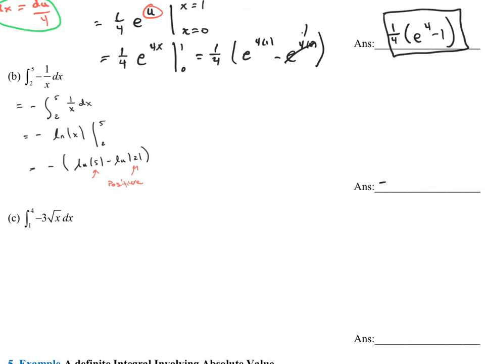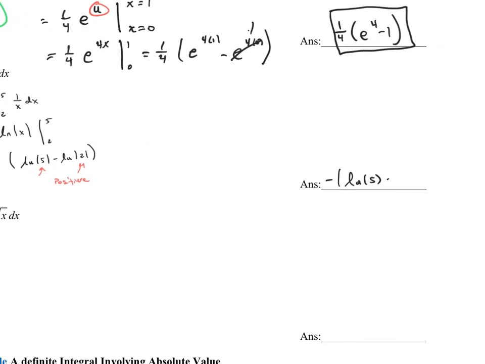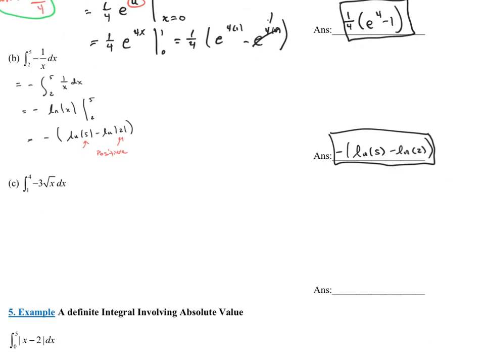Again here, this is an exact answer. I could have distributed that negative. It doesn't matter. I'm just going to put the natural log of 5 minus the natural log of 2 in parentheses, and then the negative on the outside. Again, I could have distributed that negative if I wanted to.